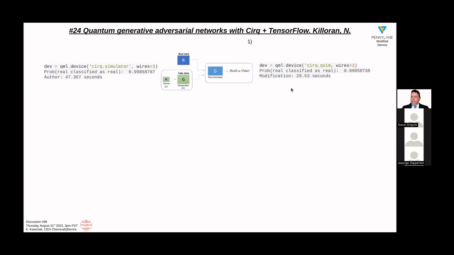And then here's another one, GANs. So like I said, GANs is really popular. And all I did on this one, I stayed with Google. So it went from Google's Circ simulator to Circ.QSim.